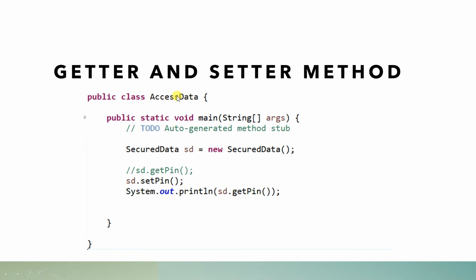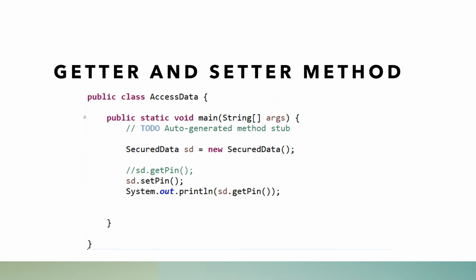Second, this is the main class, access data, and here what we need to do is create a simple object for this class secure data. We created it over here: secure data is equal to new secure data. By using this instance, we first call set pin, then we print get pin. This is the way we can access the private members of a class outside the class, which is the access data class, and the output of the code is 8011. It may not be that clear until we execute the code.